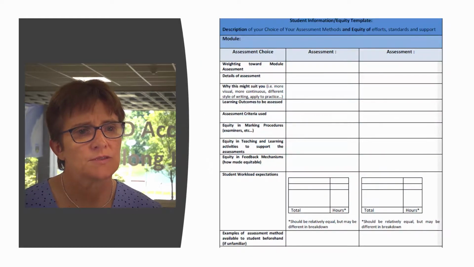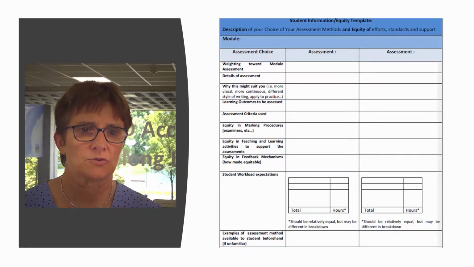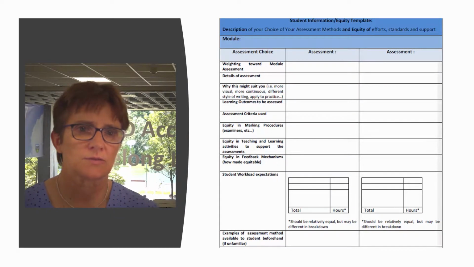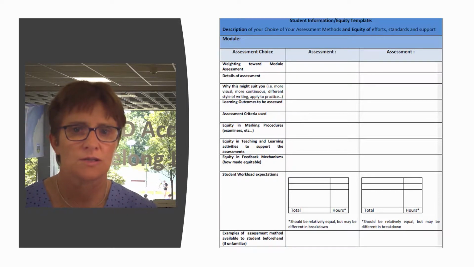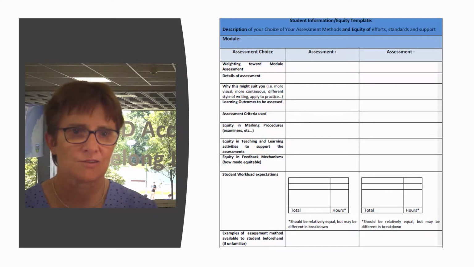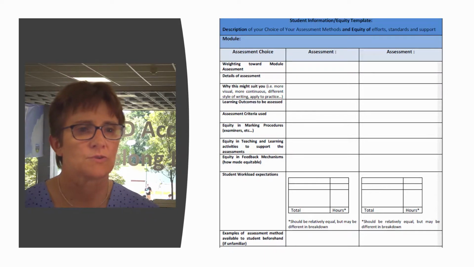I want to revisit the equity issue. One of the issues that people talk about in choice, and indeed sometimes when there are special accommodations, is whether the assessments are fair. Do the students feel that there's fairness across the different types? And how do you ensure that you are not advantaging some students over others?